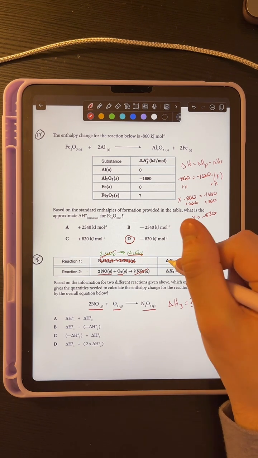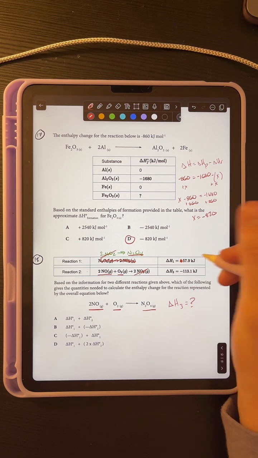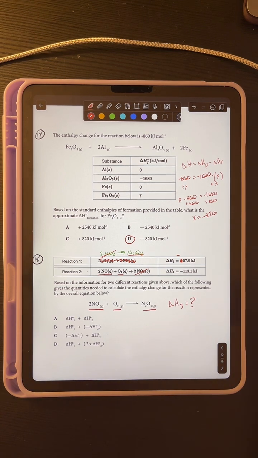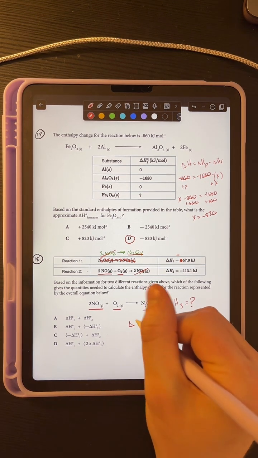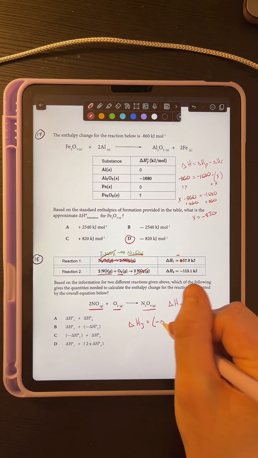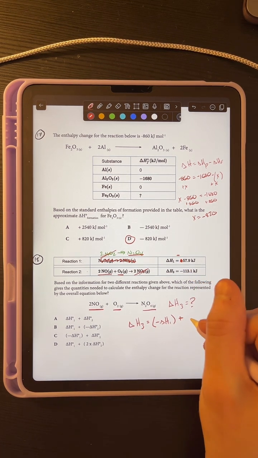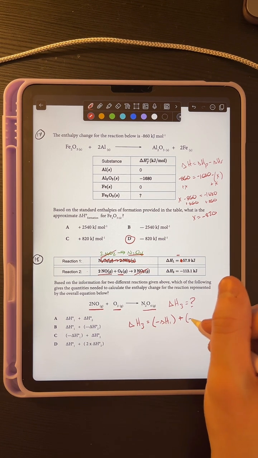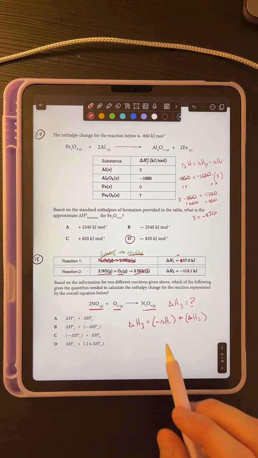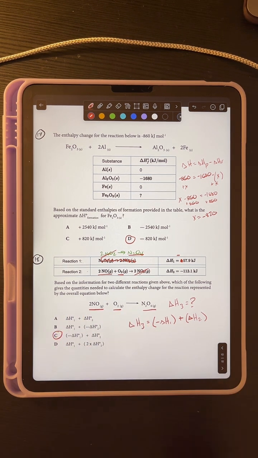So what are we going to do? We reversed reaction 1, which means this no longer is net positive, it becomes negative. We took the negative of that delta H. So our delta H3 is going to equal the negative of delta H1, because we reversed that reaction, and we'll add to it delta H2, since we didn't do anything to the other one. And so this is what we are working with, and that is actually choice C.